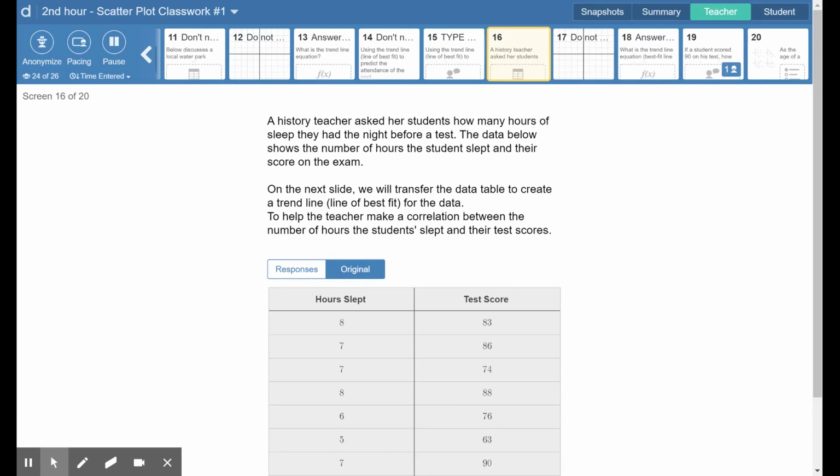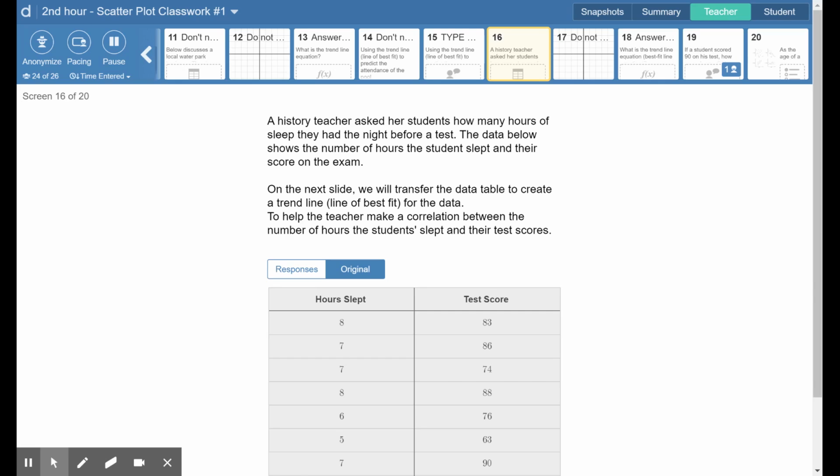In this video, we will be going over scatterplot classwork number 1. Now, we did the previous slides together in our Zoom meeting, and this was supposed to be your homework. If you struggled with it, make sure that you are contacting me so we can go over it. It says a history teacher asked her students how many hours of sleep they had before a test. The data below shows the number of hours a student slept and their score on the exam.